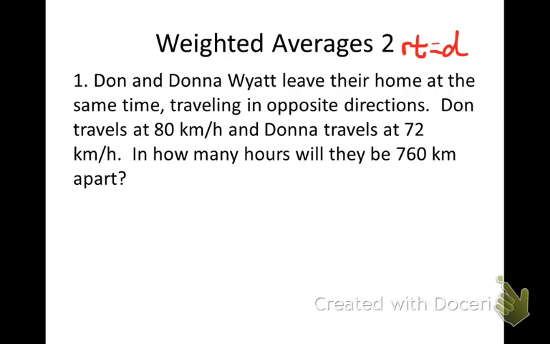So here we have Don and Donna, and they're leaving their home at the same time. They're going to go in opposite directions. Don's traveling this fast, Donna this fast, and we want to know how many hours they will be 760 kilometers apart. So again, we're going to put our information in a table, and I am going to make you even draw a little line picture of what's happening.